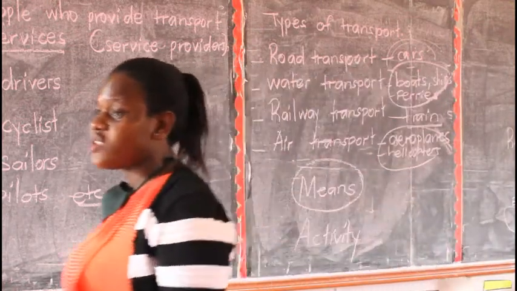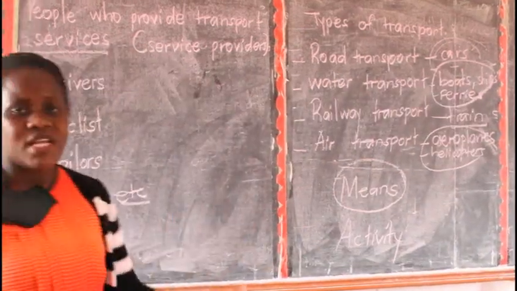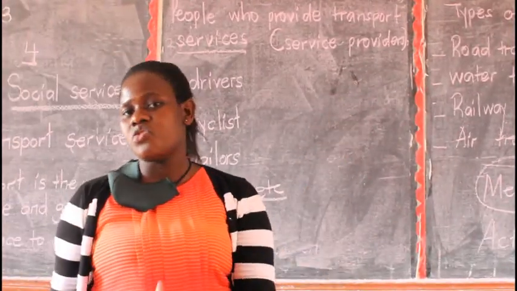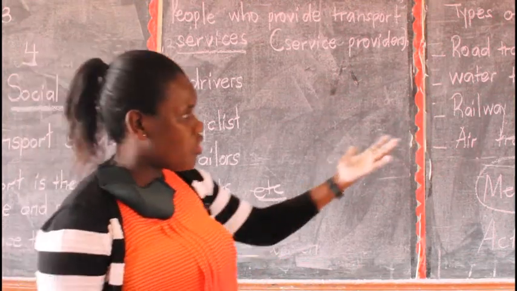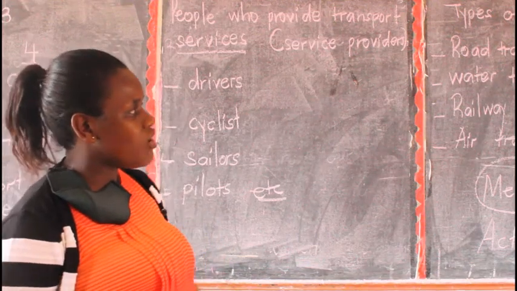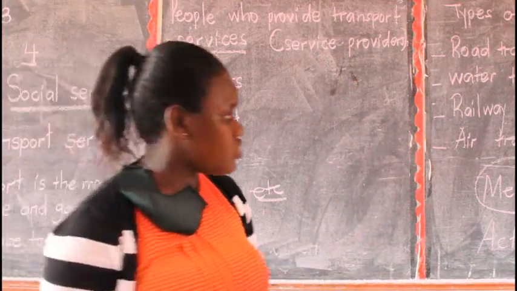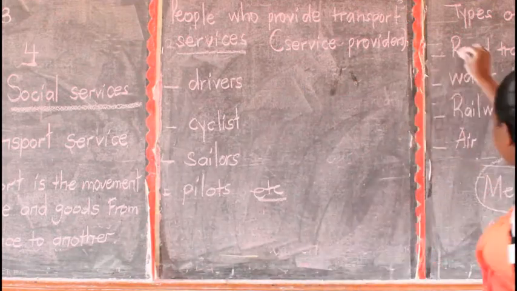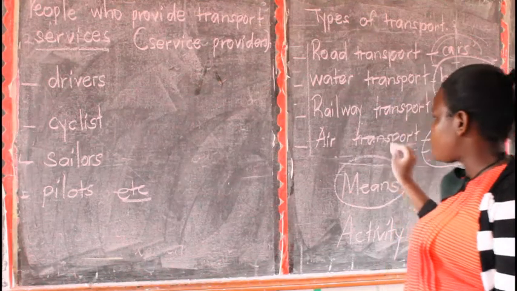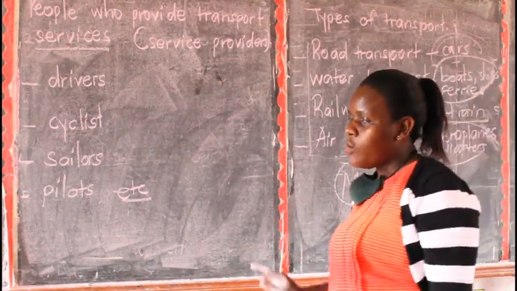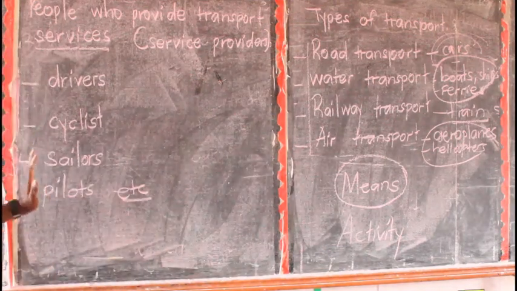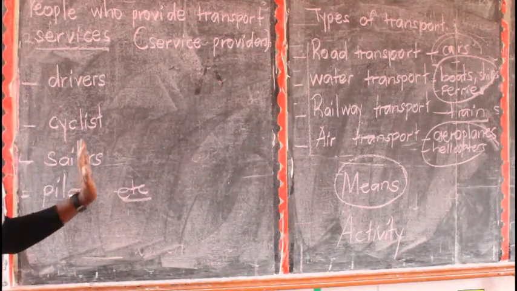Means are the things we use for a particular type of transport. If they say means of road transport, mention the things you use on the road: the cars, the motorcycles, the lorries, the taxis, they all move on the road. Are we together, children? So when they ask for types, you talk of road transport, water transport, railway transport, air transport, and so on. When they talk of people who provide the transport service, you talk about the drivers, cyclists, sailors, pilots and captains. Are we together, children? Thank you very much.